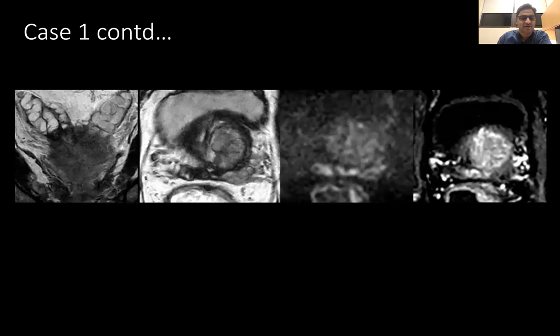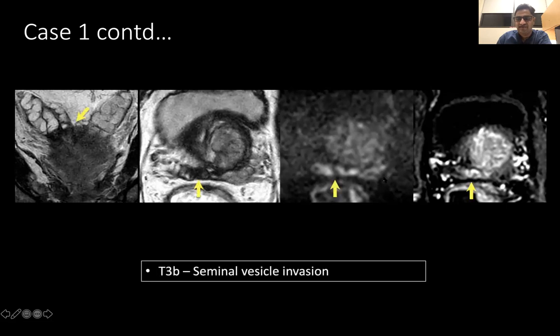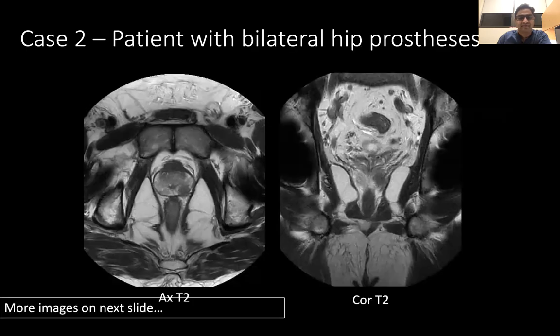And the same patient also has this contiguous extension of this T2 hypointense tumor into the seminal vesicles, especially on the right side. And we can see on the functional sequences of the diffusion weighted imaging and the dynamic contrast enhanced imaging that there is a diffusion restriction and enhancement as well. So this is a T3b tumor with seminal vesicle invasion. And this is something we should be able to identify on MRI.